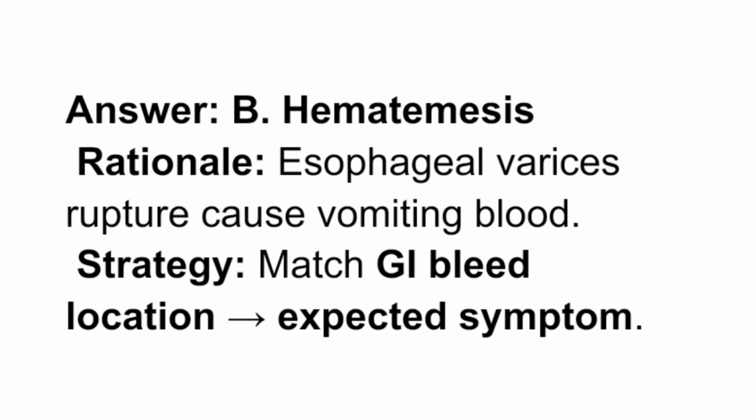Hematemesis. Rationale: esophageal varices rupture, causing vomiting of blood. Strategy: match GI bleed location to expected symptom.